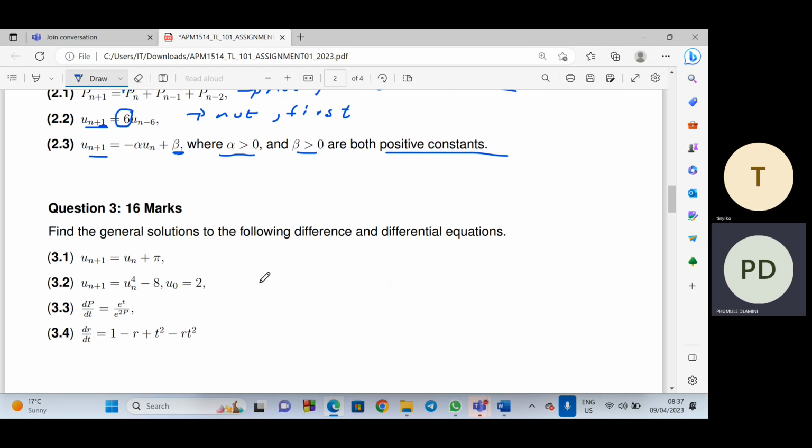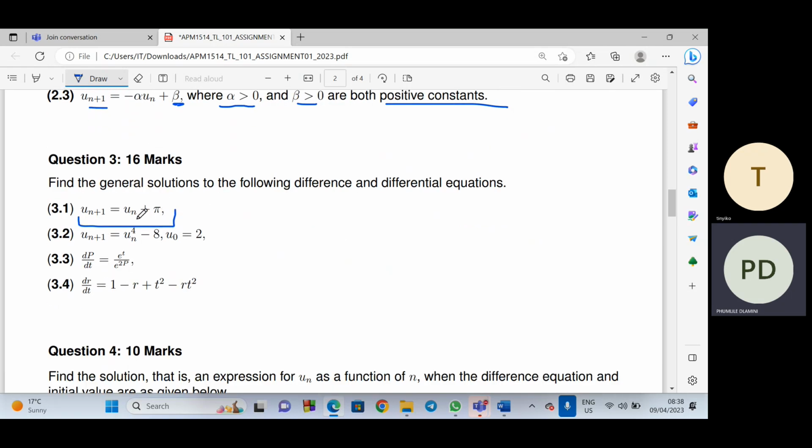So for question 3, question 3 says find the general solution to the difference and differential equations. So you are given an equation. We are given this equation here, and we have to find the general solutions to the following difference equation. So we have pi, it can be 3/4, and we have u_{n+1} minus u_n equals pi.